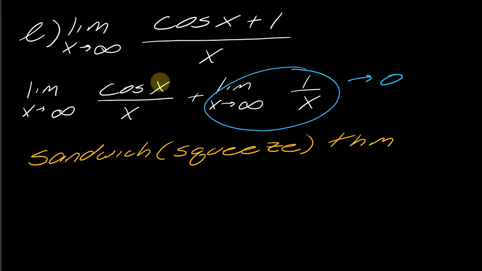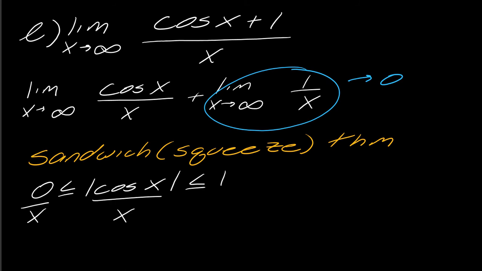And I want to keep my values just positive for right now. So I know that the absolute value of the cosine of x is between 0 and 1, right? So I can sandwich it there. And then if I divide all of these parts by x, and this is just going to positive infinity anyways, so that's kind of a good thing.